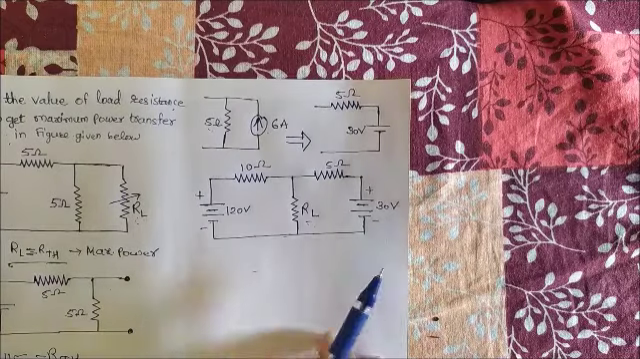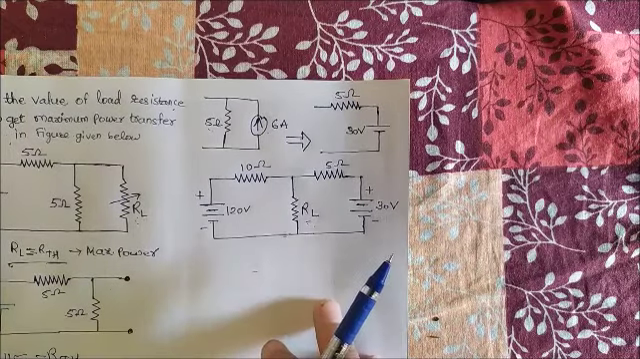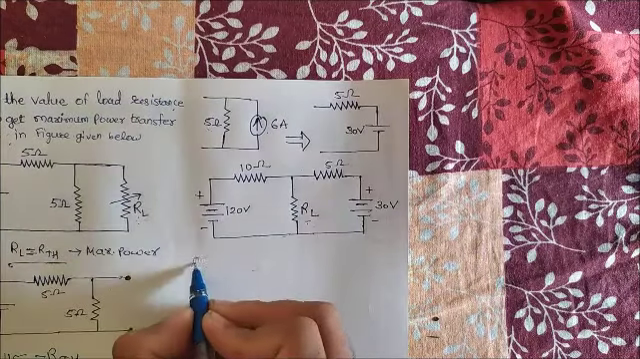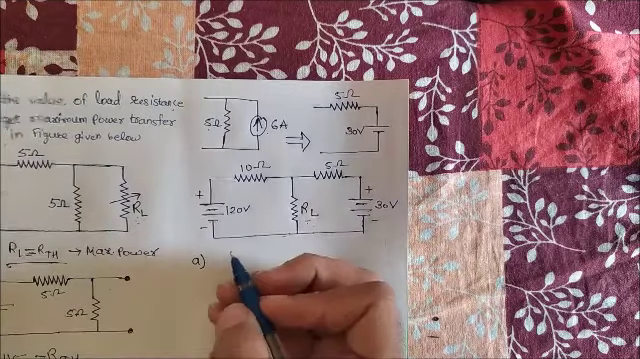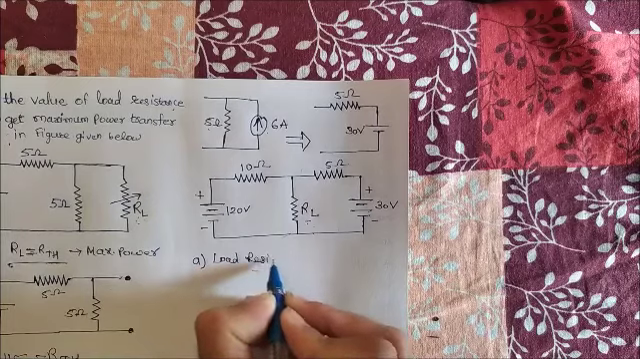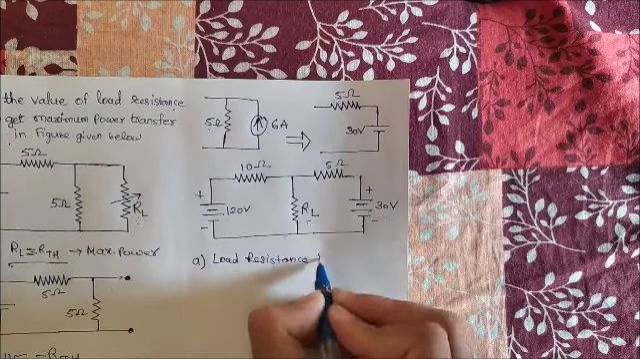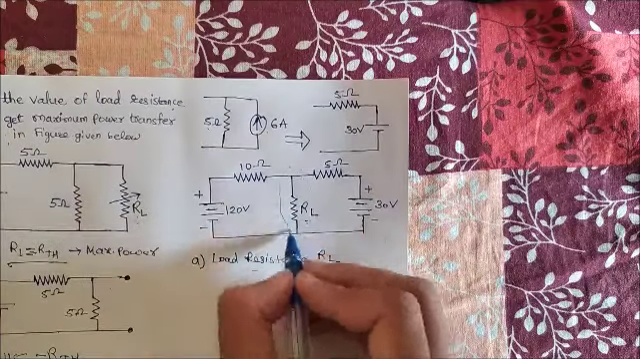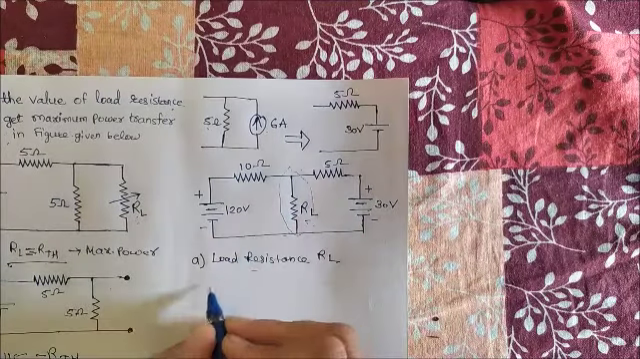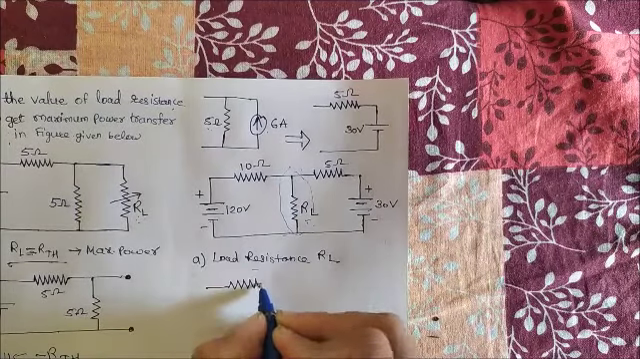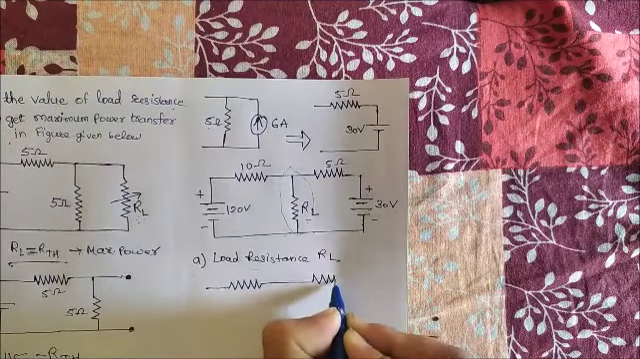And after calculating the RL, we will calculate the maximum power by the formula of VOC square divided by 4RL. Okay, now we will start with our first determination, that we have to calculate the load resistance RL. So for this, open circuit this branch. After open circuiting the branch of RL, your circuit will be rearranged in this manner.